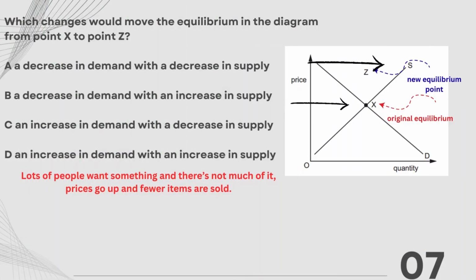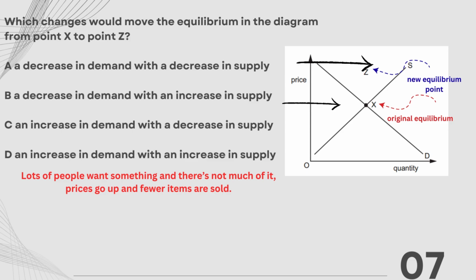Next item, which changes would move the equilibrium in the diagram from point X to point Z? Look at the diagram. The point X is the original equilibrium. And take note of the graph, you see the price and the quantity. Now the equilibrium will change into point Z. So the point Z is the new equilibrium point.